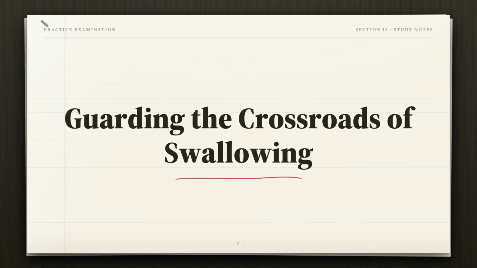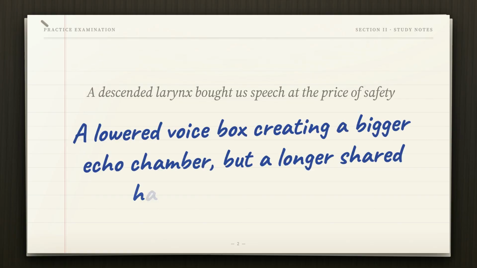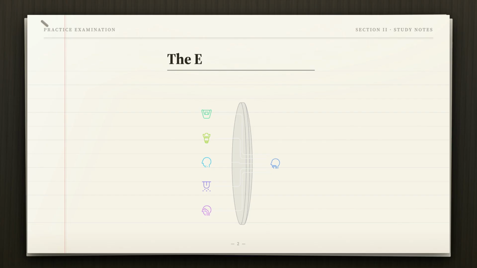Every single swallow has to manage that crossing correctly, or material can end up in the wrong tube. No other mammal takes this risk. The human larynx sits lower in the neck than in other species, which expands the resonating space and makes speech possible, but it also lengthens the shared pathway and creates a real risk of choking.